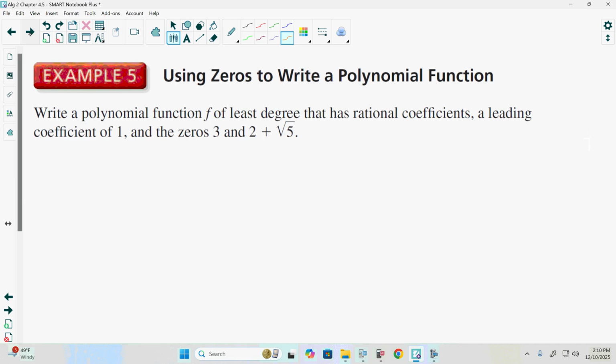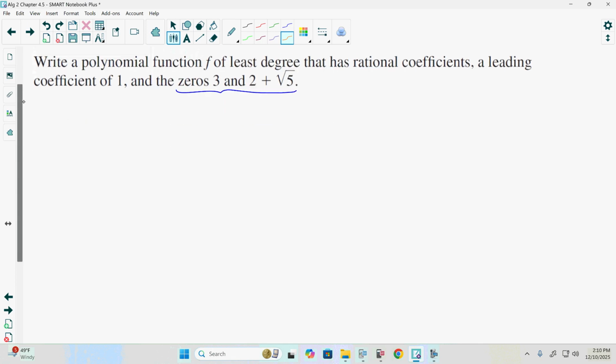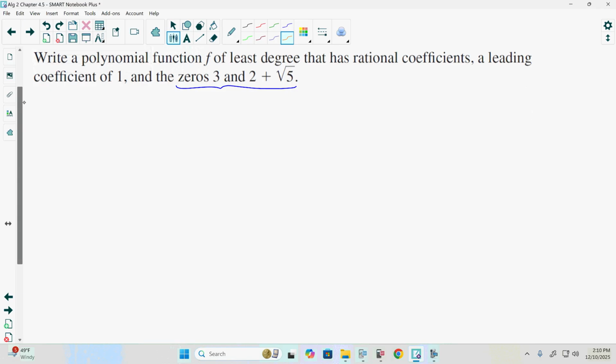But what we're going to do is work backwards. The last 2 that we're doing is working backwards. Up to this point, what we've been doing in most of this section is solving. They gave us the polynomial, we found the solutions. This time, they told us that the zeros are 3 and 2 plus the square root of 5. They want us to find the polynomial that has these solutions.